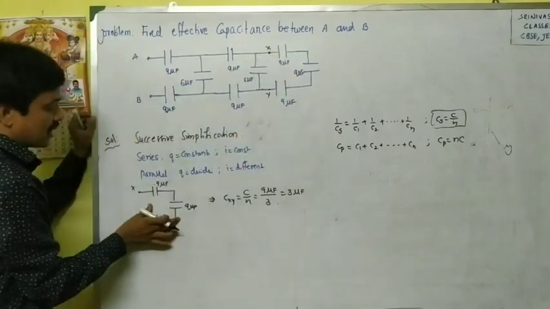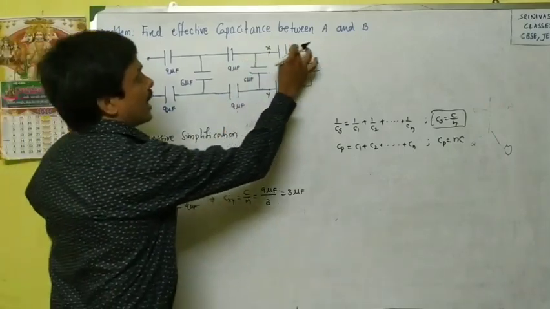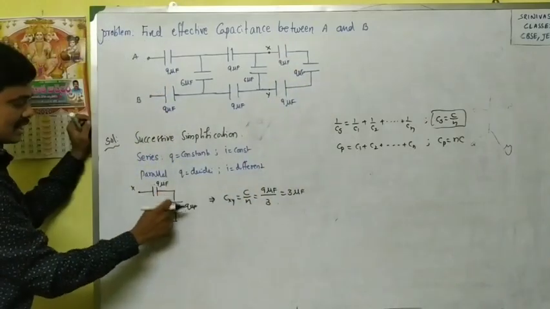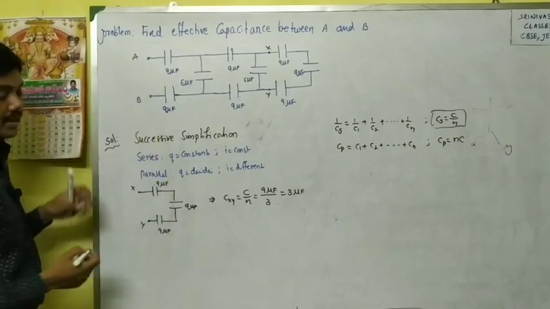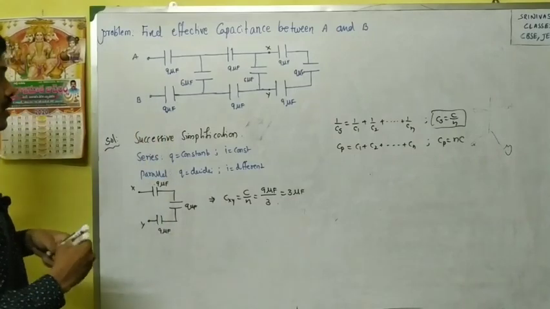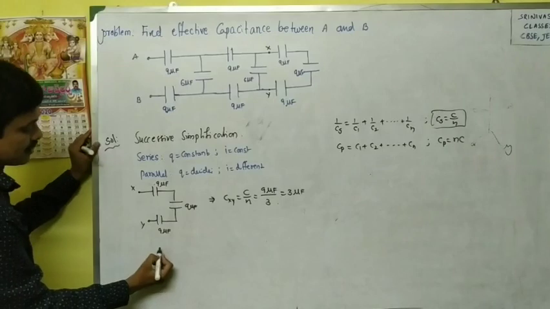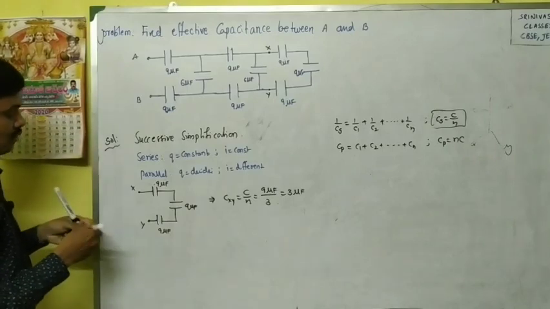Okay, after simplifying this one, this part's effective capacitance we have to add it here. These three capacitors will act as a single capacitor. That capacitance we find out, and we have to add it here, and we have to redraw this diagram again. Then what will you get?